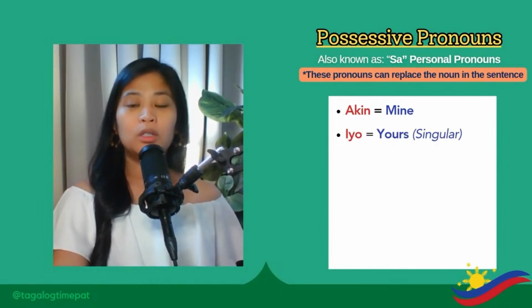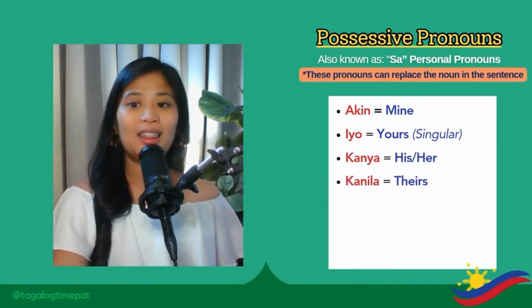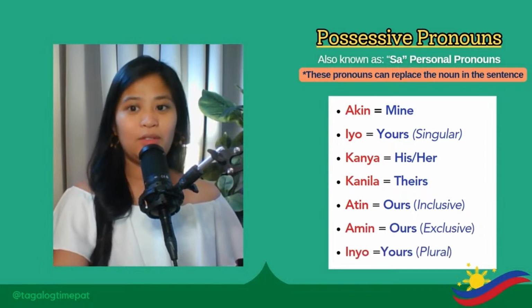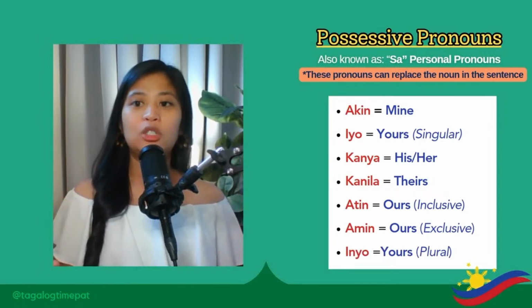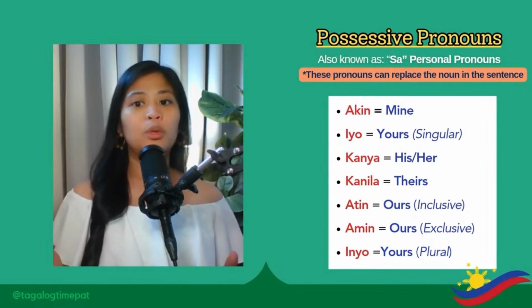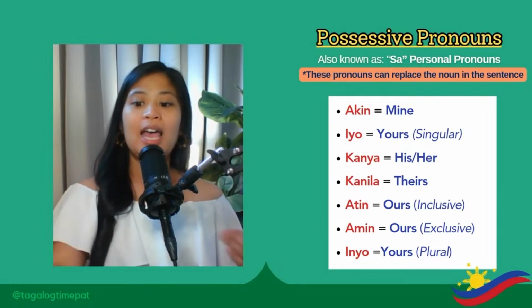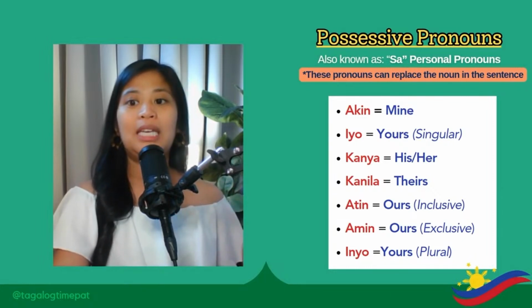Iyo means yours, singular. That's just you, it's yours. Kanya means his or her. Kanila is theirs. Atin is ours, inclusive. Amin is ours, exclusive. Inyo is yours, plural. So these are all pronouns that still show possession or ownership, but they are different from the ones we just learned. So it's not ko or mo or nya, but now it's akin, iyo, kanya, and it means mine, yours, his or hers.